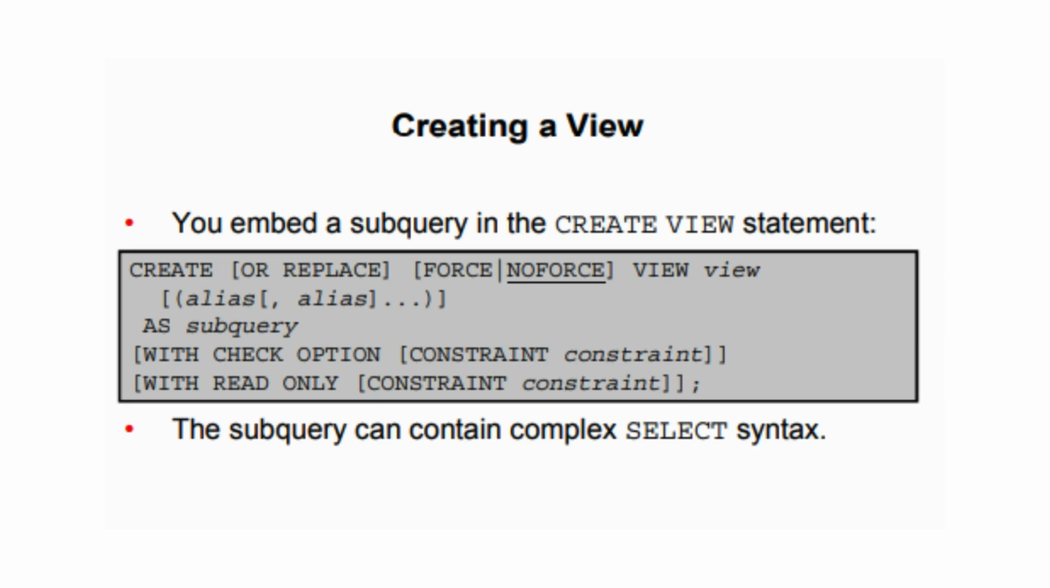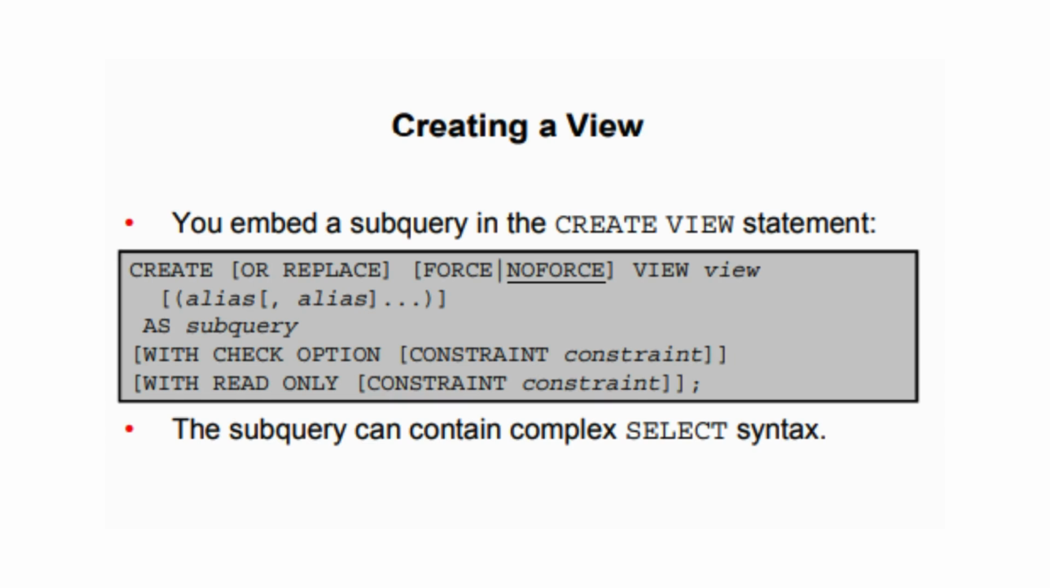This is the default. View is the name of the view. Alias specifies names for the expressions selected by the view's query. The number of aliases must match the number of expressions selected by the view. Subquery is a complete select statement. You can use aliases for the columns in the select list.